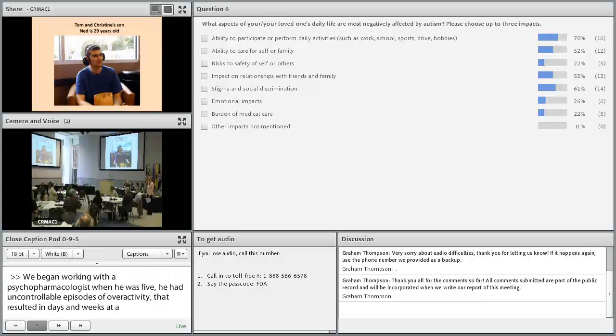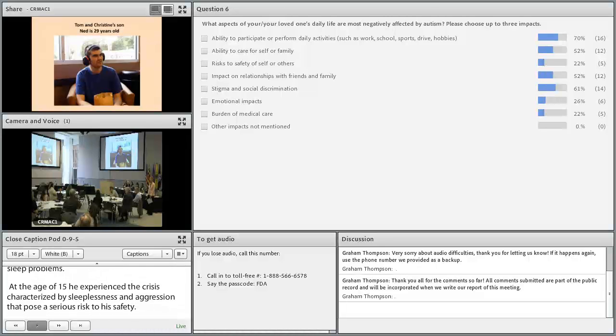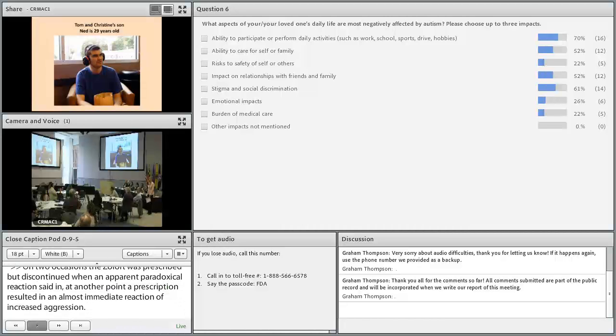However, at the age of 15, Ned experienced several months of deep crisis characterized by sleeplessness, extreme activity, and aggressions that posed a serious risk to his safety and that of others. On 2 occasions, Zoloft was prescribed but discontinued almost immediately when an apparent paradoxical reaction set in. At another point, a prescription of Klonopin also resulted in an almost immediate reaction of increased aggression. A prescription of Depakote was tried, but then abandoned when we concluded that Ned could not tolerate the laboratory blood draws necessary to monitor him properly.